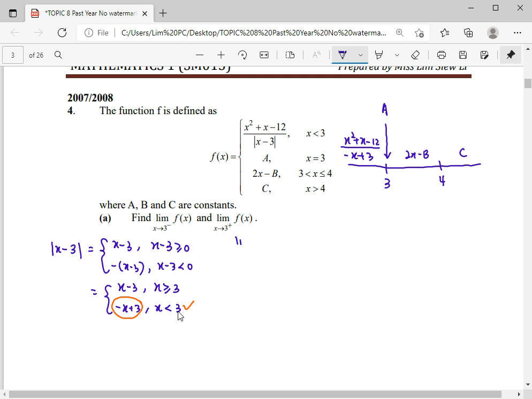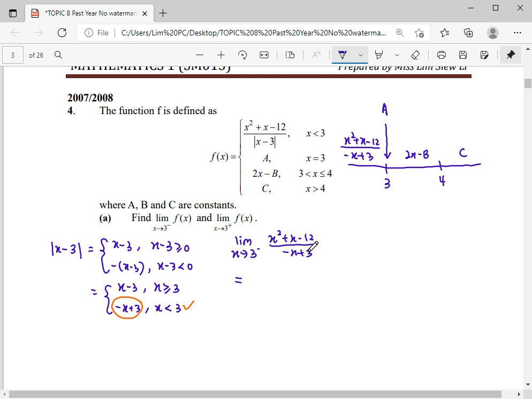So for question A, when we want to find our limit for x approaches 3 from the left hand side, select a correct function. So our function will be here, the rational function, quadratic over negative x plus 3. So we attempt to solve our limit by substituting x equals to 3. You will notice that it is a 0 over 0 situation. It is an indeterminate form situation.